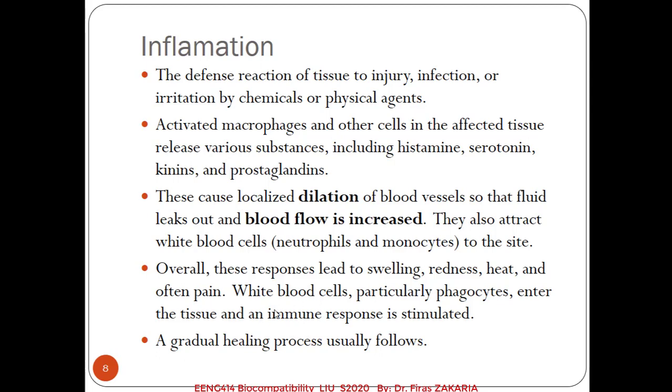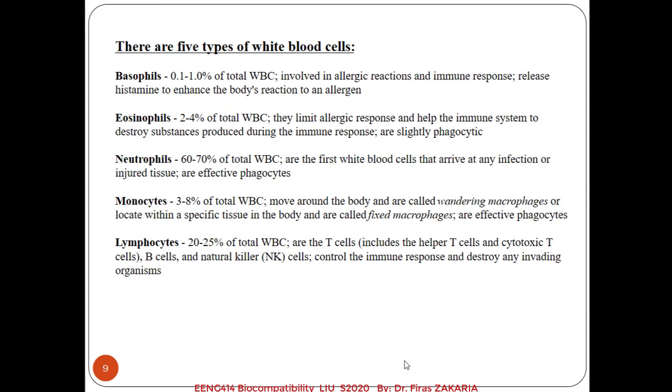So when the white blood cells، برجع عيد لأنه هذه نقطة كتير حنركز عليها. When the white blood cells respond، هلا white blood cells خصوصا هون عم نحكي نحن عن الفاجوسايتس. فإذا when the white blood cells, particularly the phagocytes, enter the tissue, an immune response is stimulated. طيب هلا خلينا شو هني الوايت بلاد سيلز يلي هني فاجوسايتس. So we have five types of white blood cells.